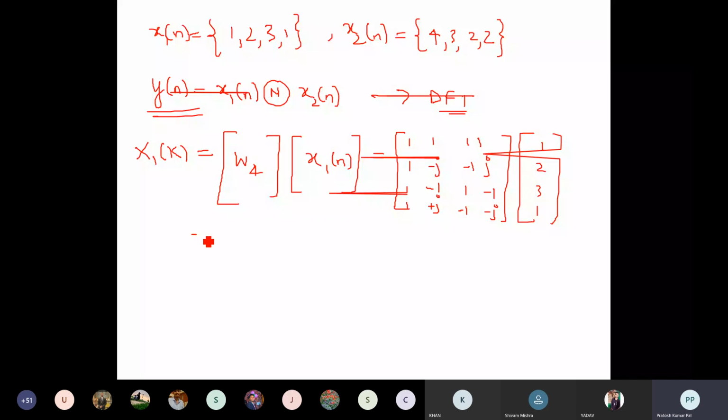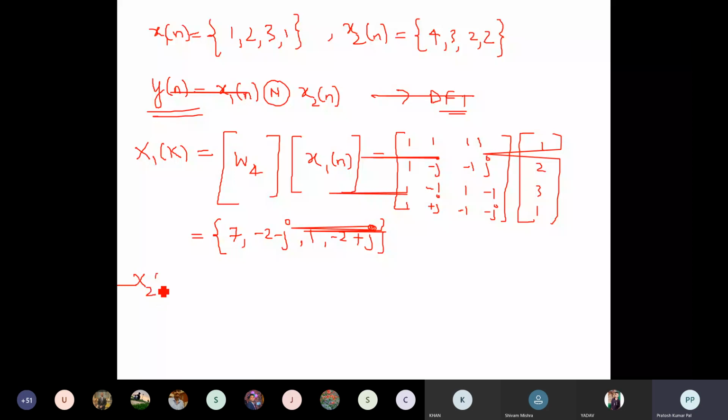So after multiplying, we can get the x1 value. So x1 will be given by, you can just solve it. We can get 7 minus 2 minus j, 1 minus 2 plus j. Okay, so this will be your x1.